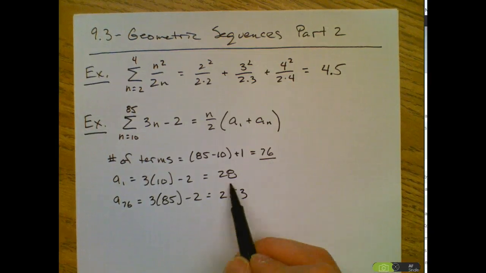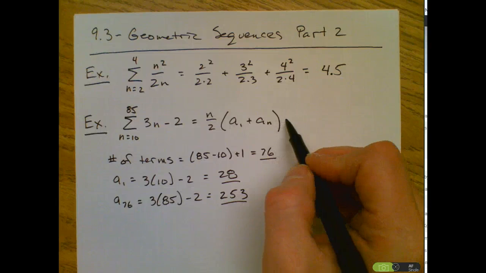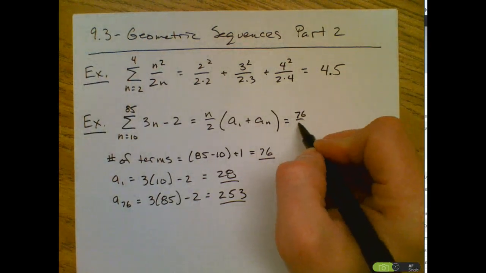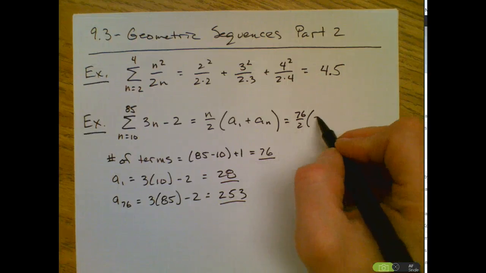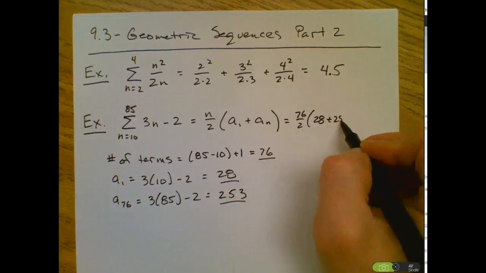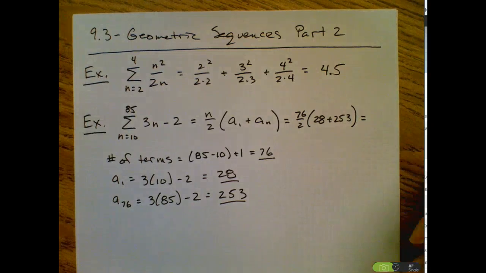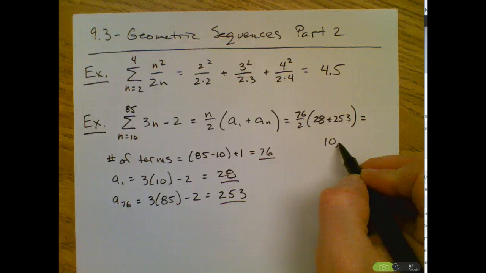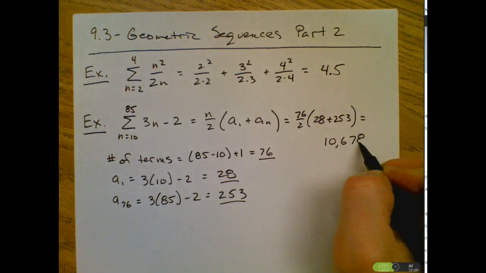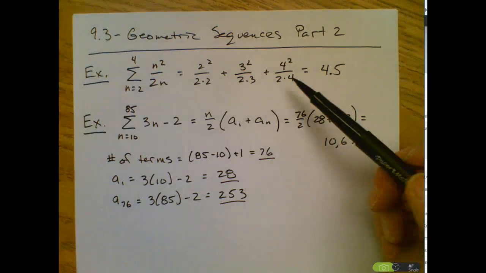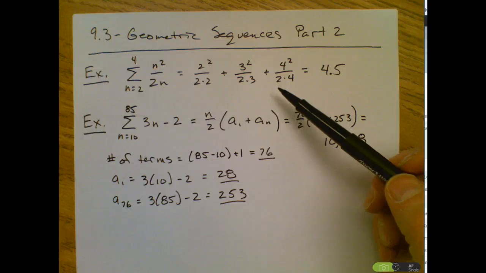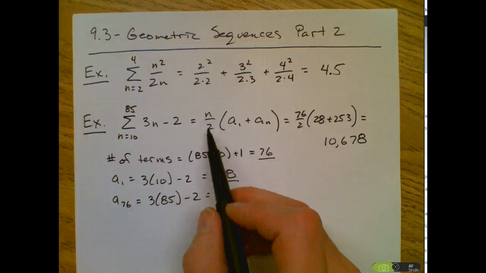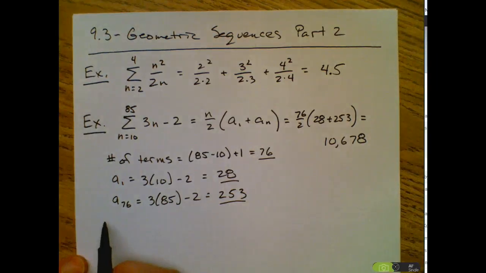So now with these three values, I'm going to substitute those into my formula. So I'm going to have 76 divided by 2 times the quantity 28 plus 253. Plug that all into your calculator and hopefully you get 10,678. So sequence in general, no formula, figure it out by hand. Arithmetic sequence, we have this formula n over 2 times a sub 1 plus a sub n.